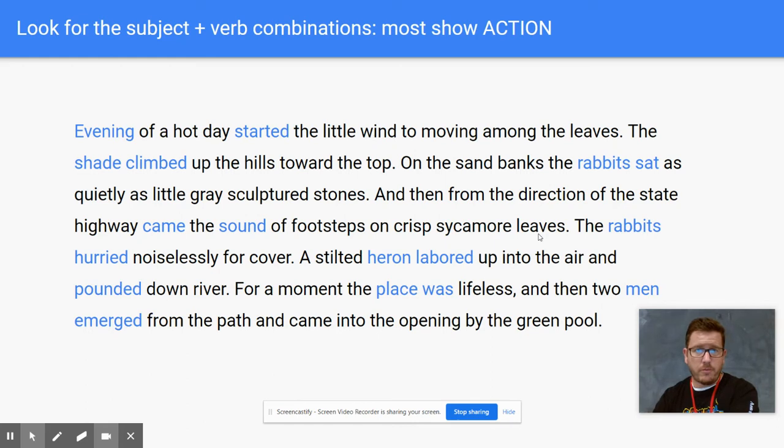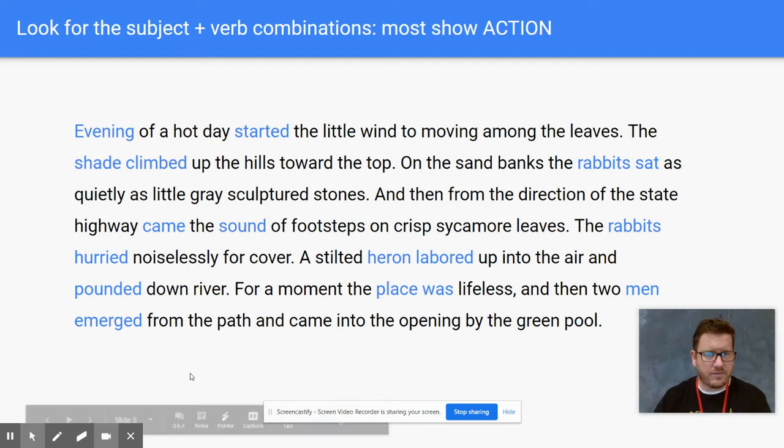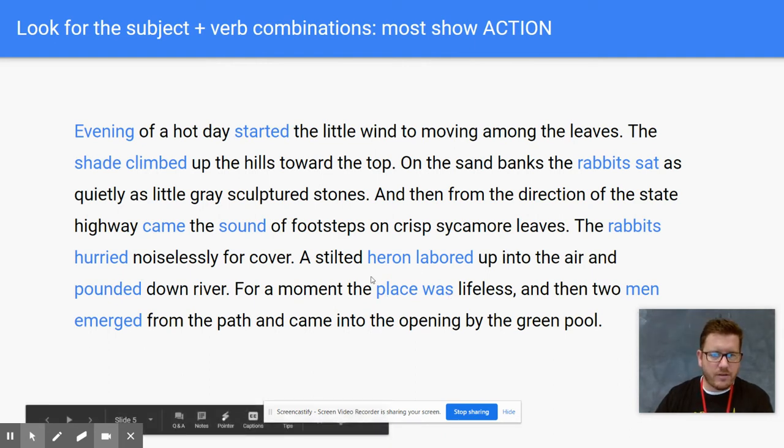So let's look at the subject-verb combinations. Most of these verbs show action. Steinbeck doesn't tell us how something was or how something is. He shows us. So the evening started, the shade climbed. I love this combination because of "up the hills." That's what you do with a steep hill. You climb it. So the shade climbed, rabbits sat, the sound came, rabbits hurried, a heron labored and pounded. We do have a linking verb here. Men emerged.